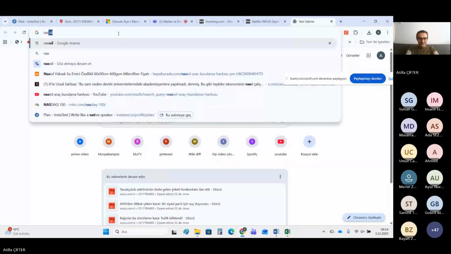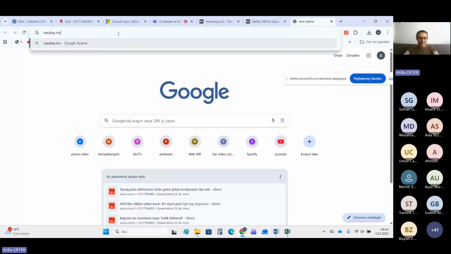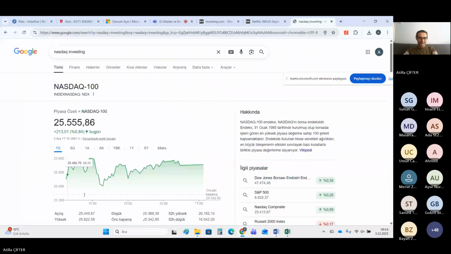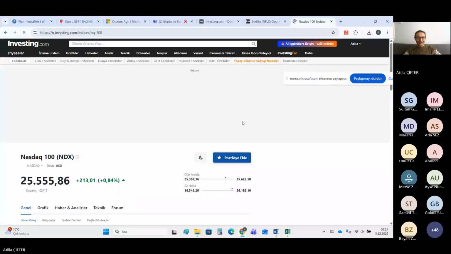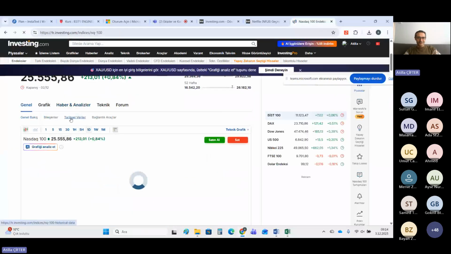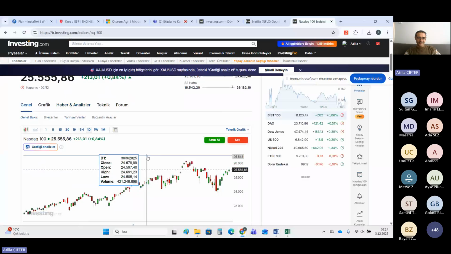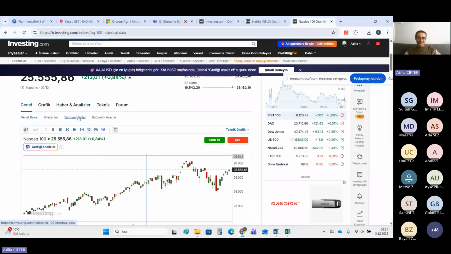Nasdaq investing again. Okay, this is Nasdaq 100. And then again, historical series.